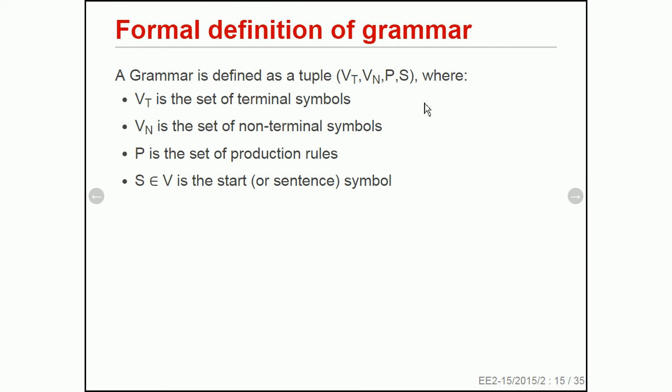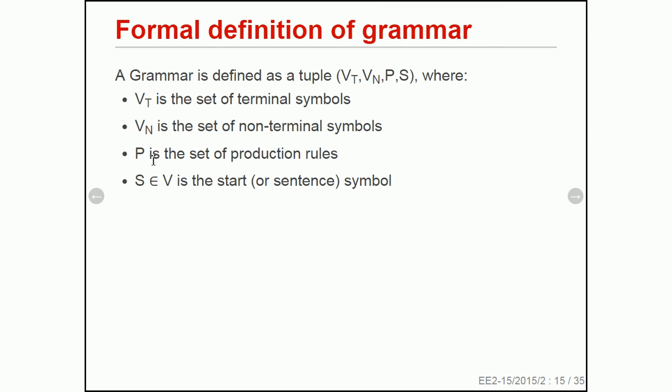Vn is then the set of non-terminal symbols. That's all of the sort of structure, the virtual nodes, as it were, that don't appear in the text itself, but will be used to classify and cluster the things that are in the text. Given those two things, the terminals and non-terminals, we then need a set of production rules which are mapping a left-hand side definition to a right-hand side one possible production of that definition.